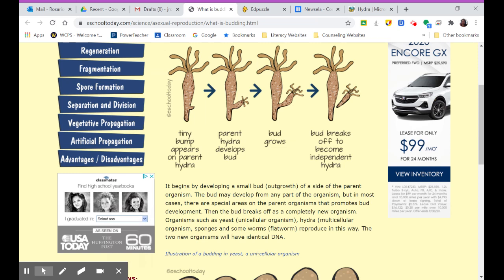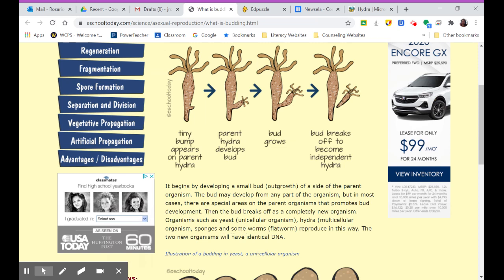The bud may develop from any part of the organism, but in most cases, there are special areas on the parent organisms that promote bud development. So it really can grow anywhere, as it said here, but there are mostly locations on the parent where it can grow even better. Then the bud breaks off as a completely new organism.